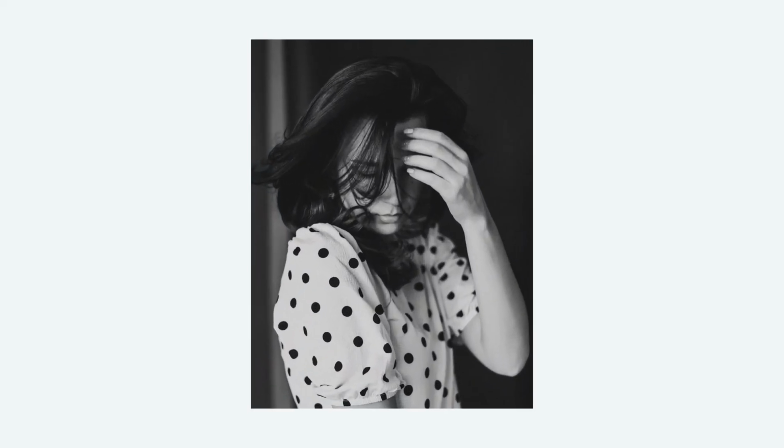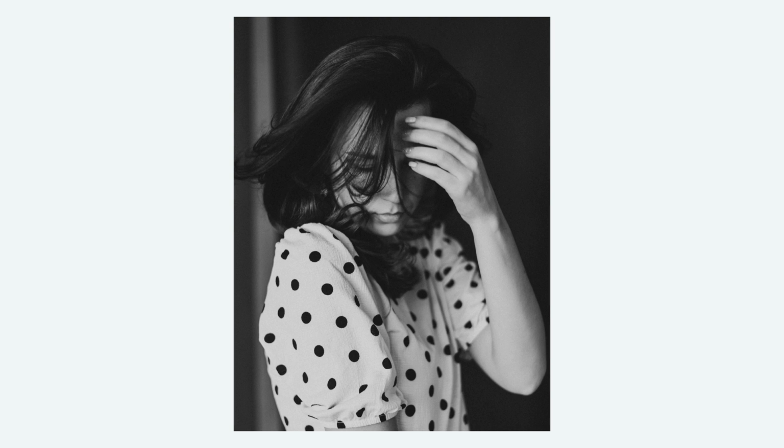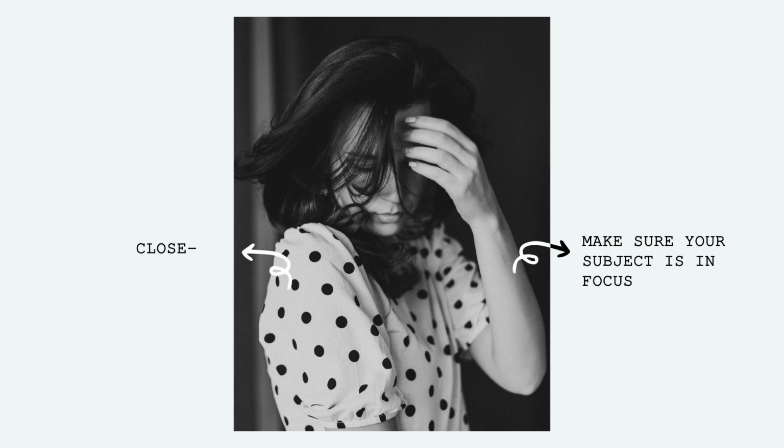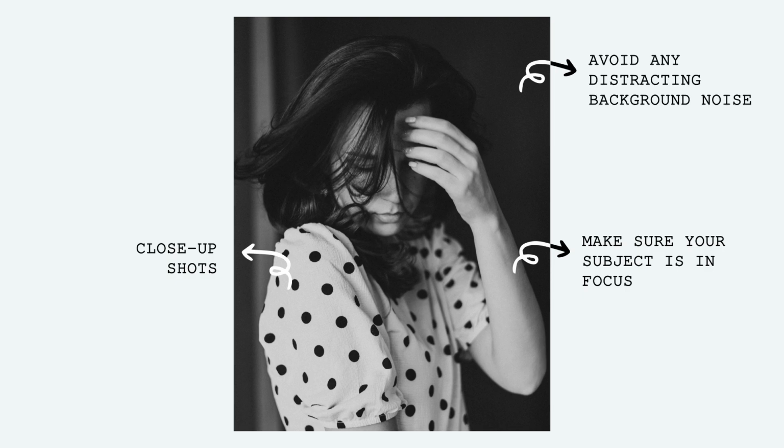Here are a few things to consider before we get started. Firstly, it's important to make sure your subject is in focus. This will ensure that your motion blur effect looks intentional, rather than accidental. Additionally, close-up shots tend to work best for this effect, as they allow you to really emphasize the movement in your image. Lastly, it's important to avoid any distracting background noise, as this can take away from the overall effect.